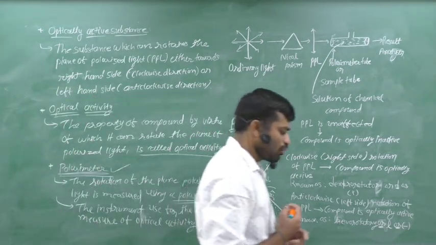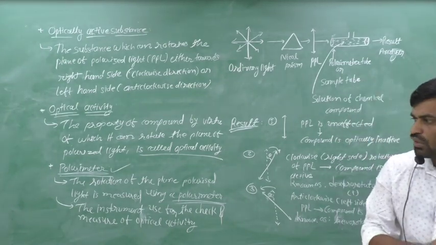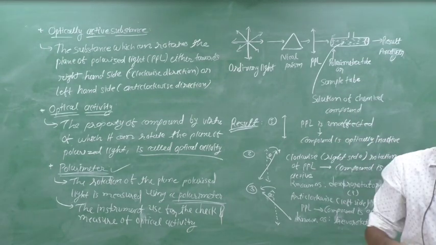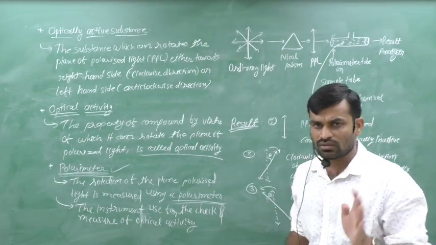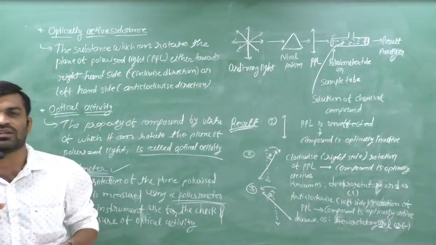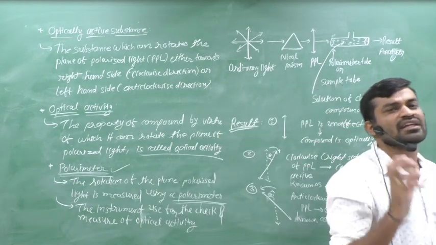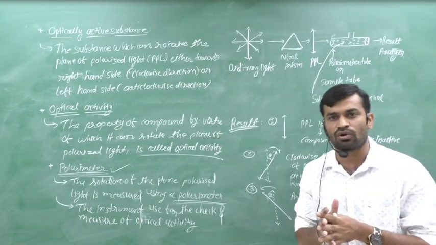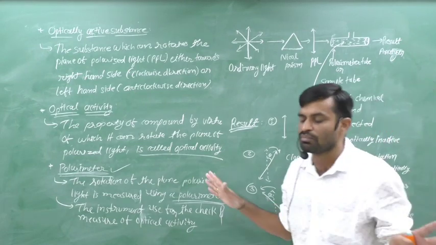Polarimeter is the one and only one way to detect whether the compound is optically active or not. Yes, clear? We can take the compound, make the solution, go to the laboratory, and with the help of polarimeter we can say whether it is optically active or not. There is no other way to check the optical activity in any compound.